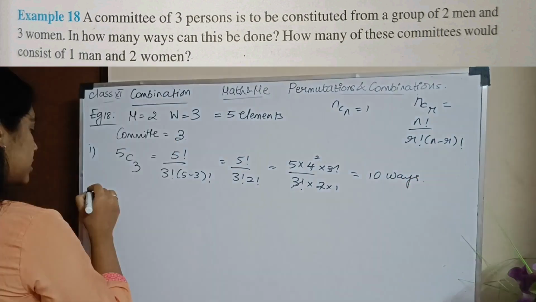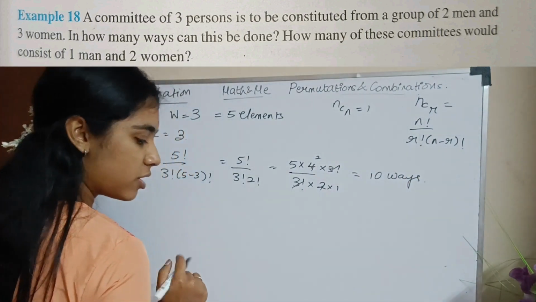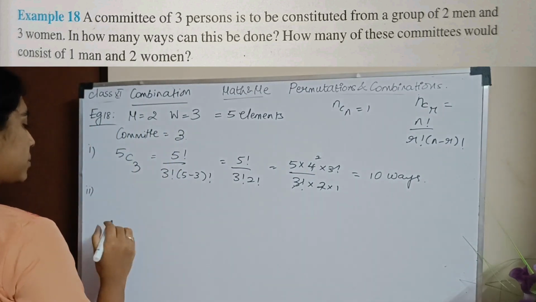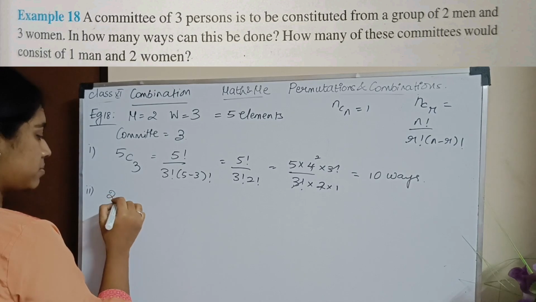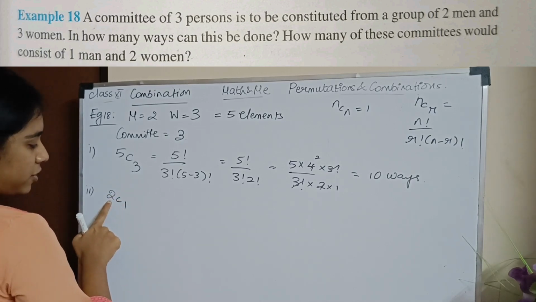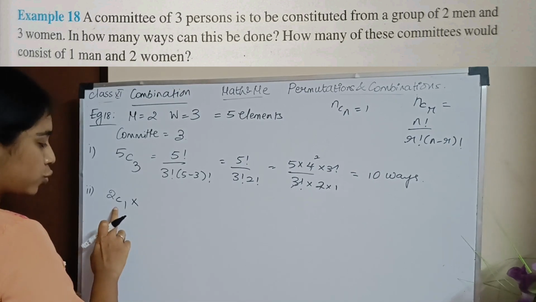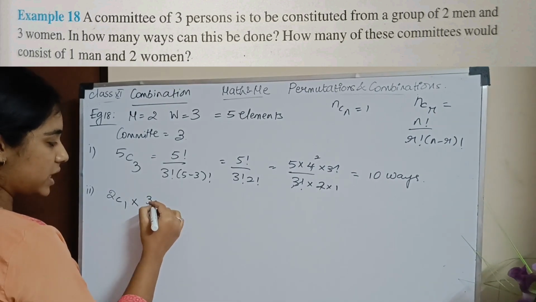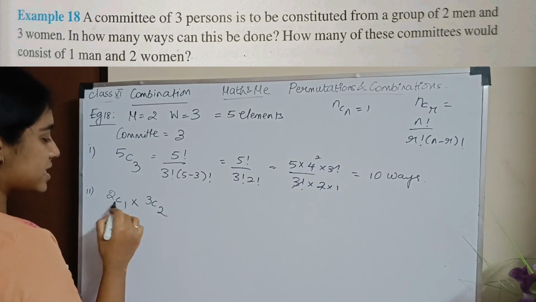Okay. Second subsection. How many of these committees would consist of 1 man and 2 women? Meaning, I need 3 people in total. 1 man can be chosen from 2 men. So 1 man from 2 men, times, in total I need 3 people. So I have 1 man and 2 women. So 3c2. I'm going to choose 2 women from 3 women. Okay? So this is an AND case.